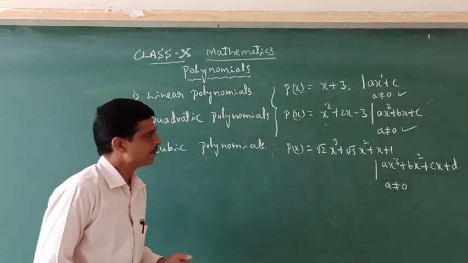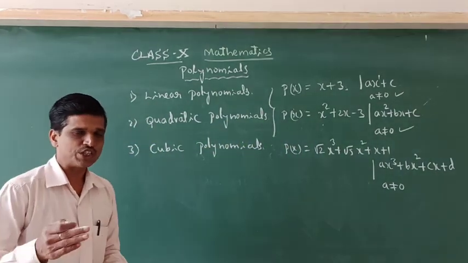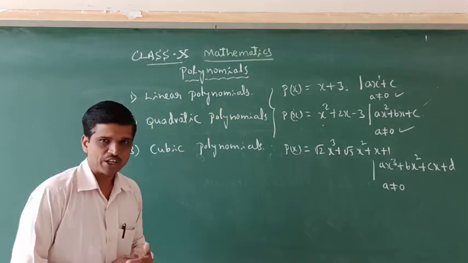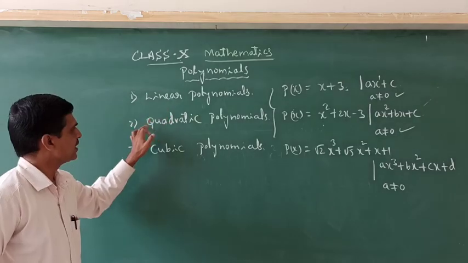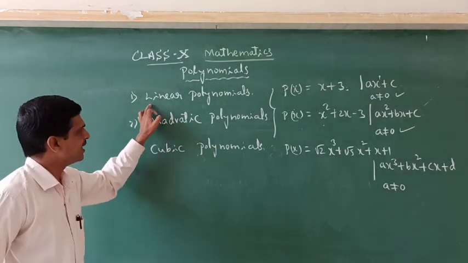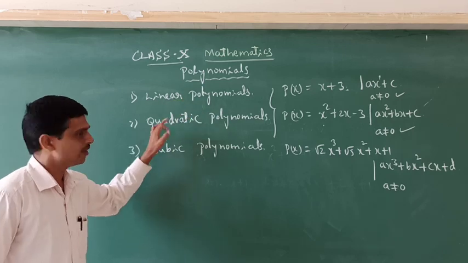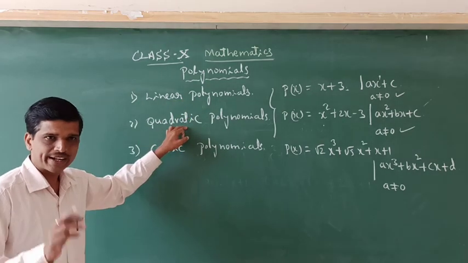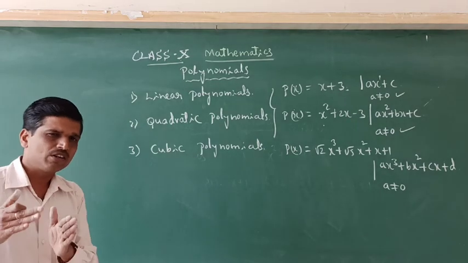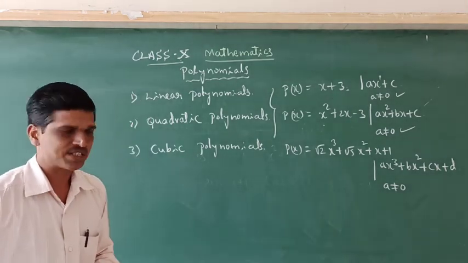That is why, based on the condition that a is not equal to 0, we may explain these three kinds of polynomials: linear polynomial, quadratic polynomial, cubic polynomial. Simply remember, very simple. Linear polynomial means their degree should be 1. Quadratic means the greatest power should be 2. Cubic means the degree should be 3. In the same way, assume different kinds of polynomials.